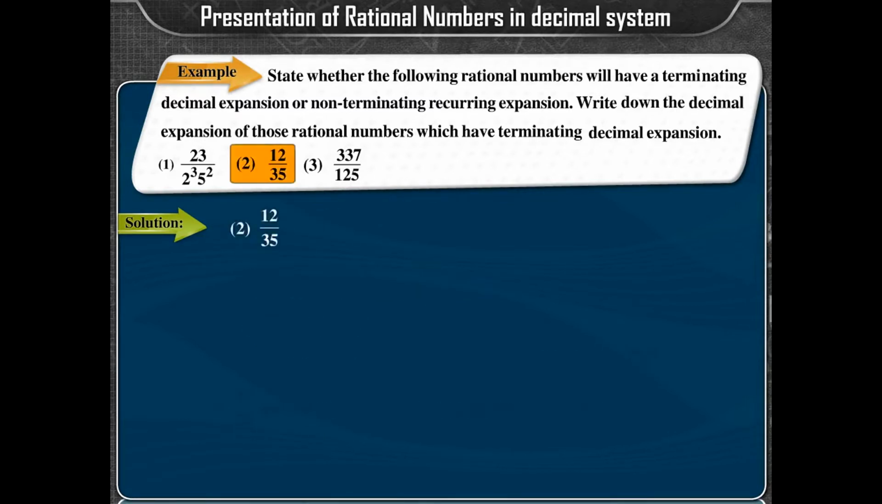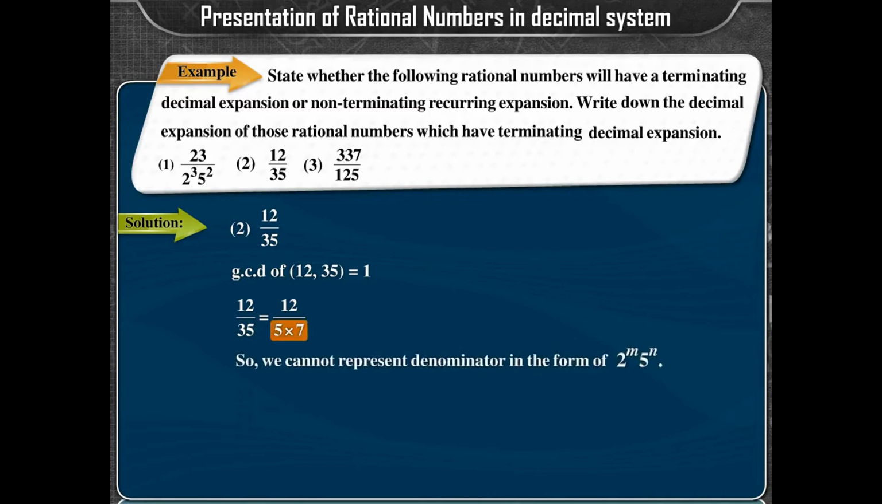In the second example, GCD of 12, 35 is equal to 1 and 35 is equal to 5 into 7 has one factor 7. So we cannot represent the denominator in the form of 2^M, 5^N. Therefore, 12 upon 35 does not have a terminating decimal expansion.